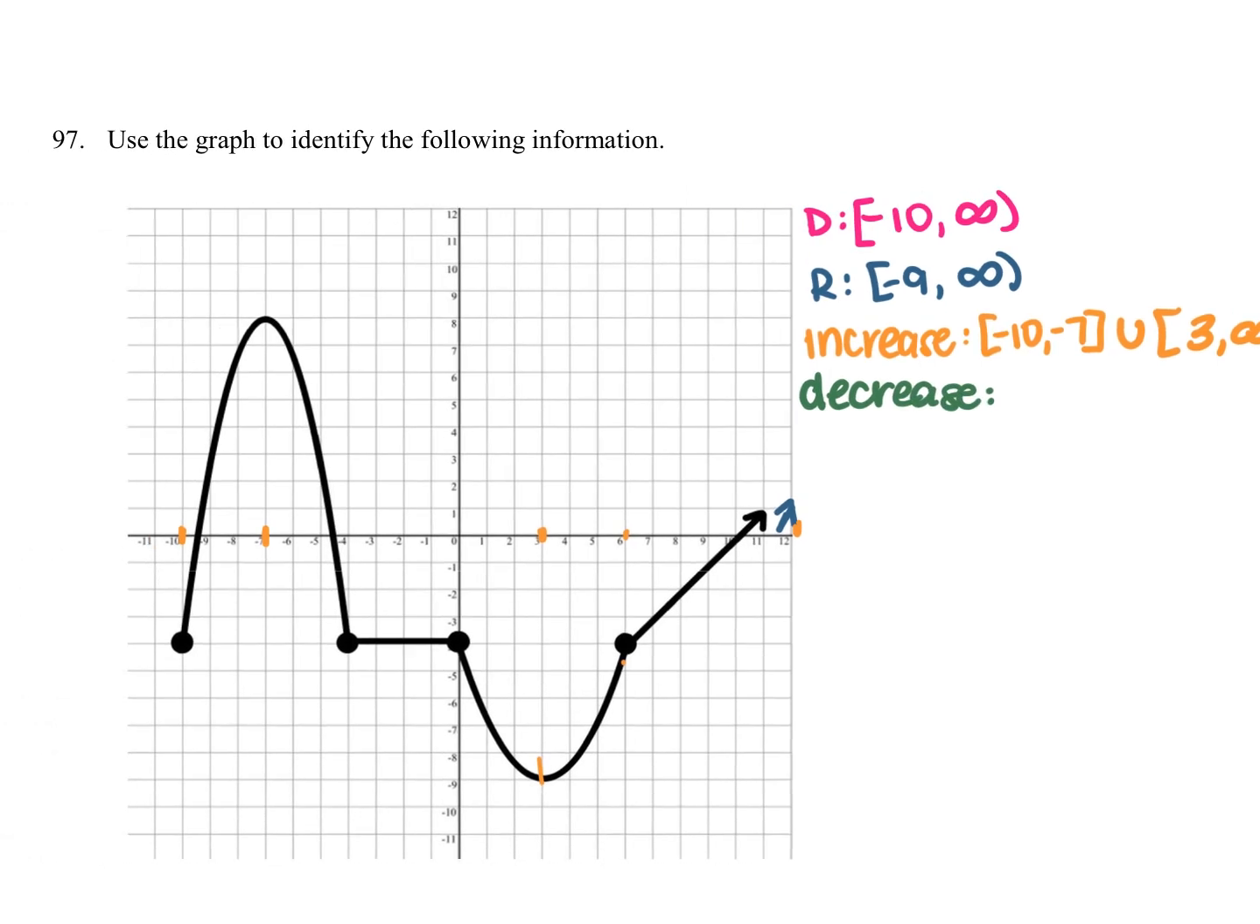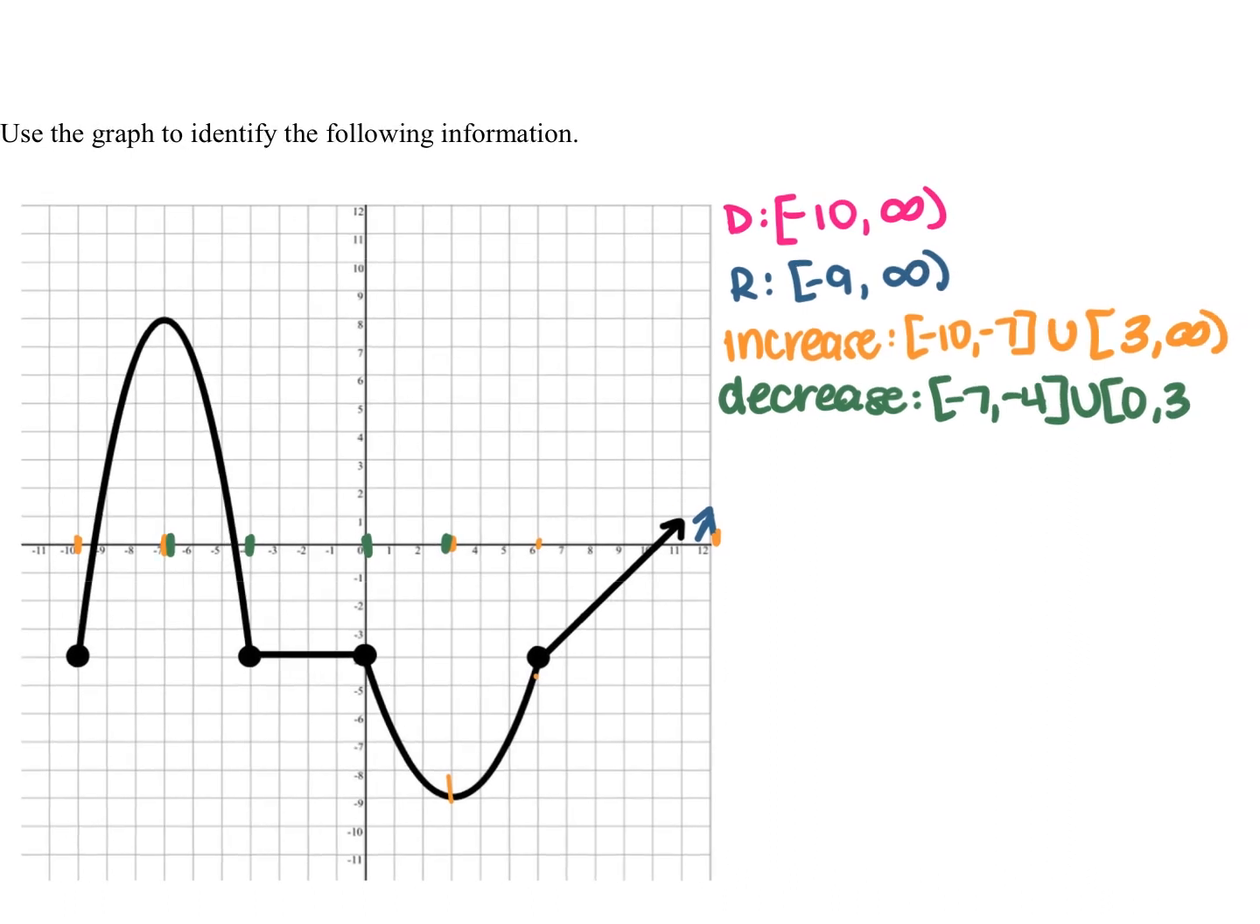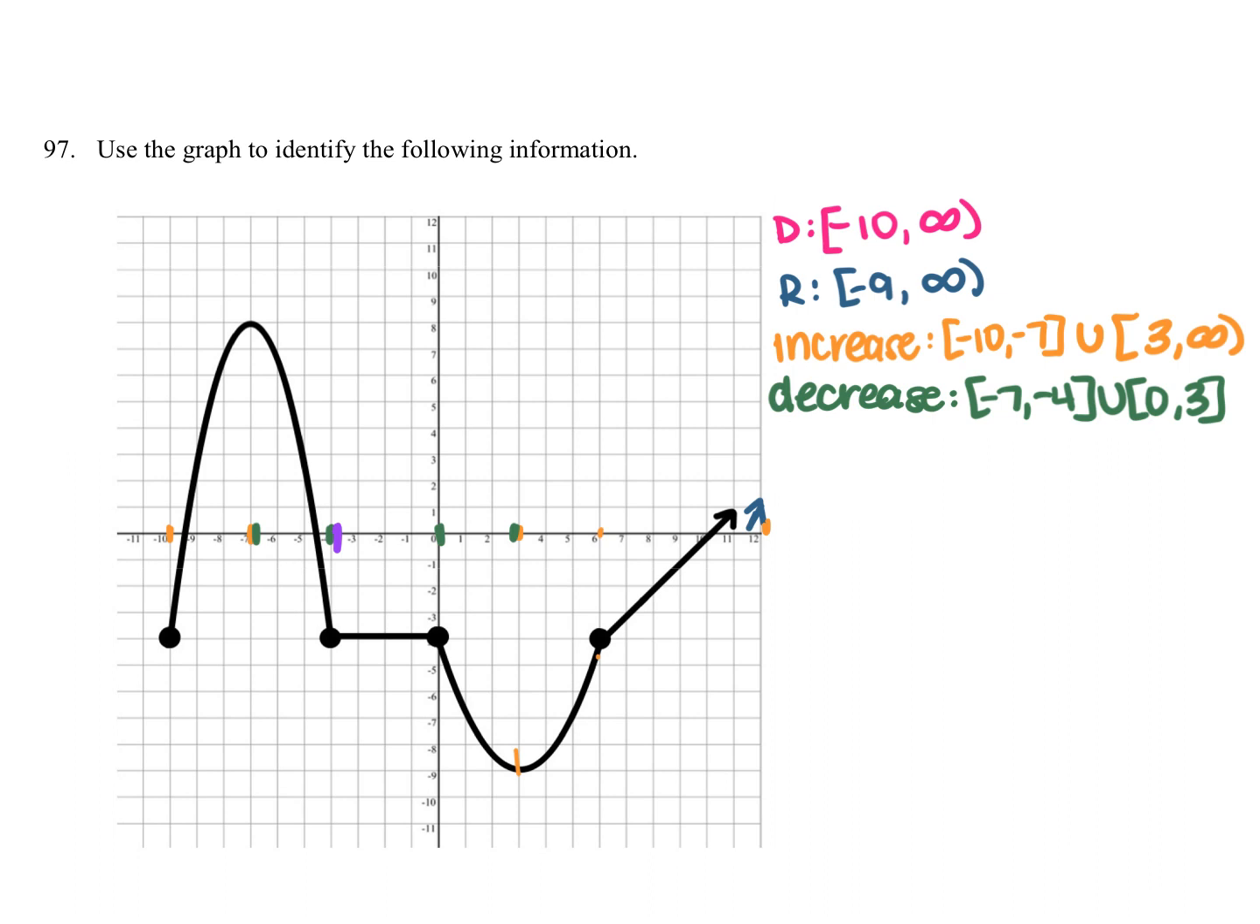Your decrease, going down from left to right, is from -7 to -4, and then from 0 to 3. Lastly, your constant goes from -4 to 0.